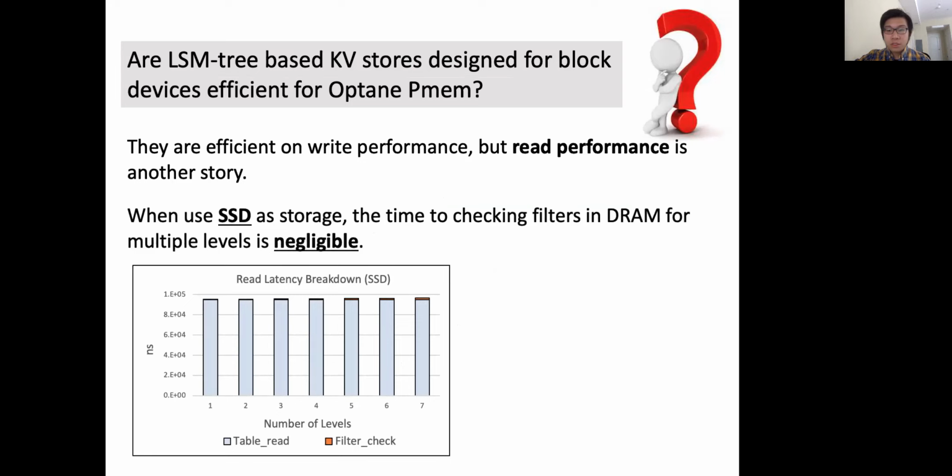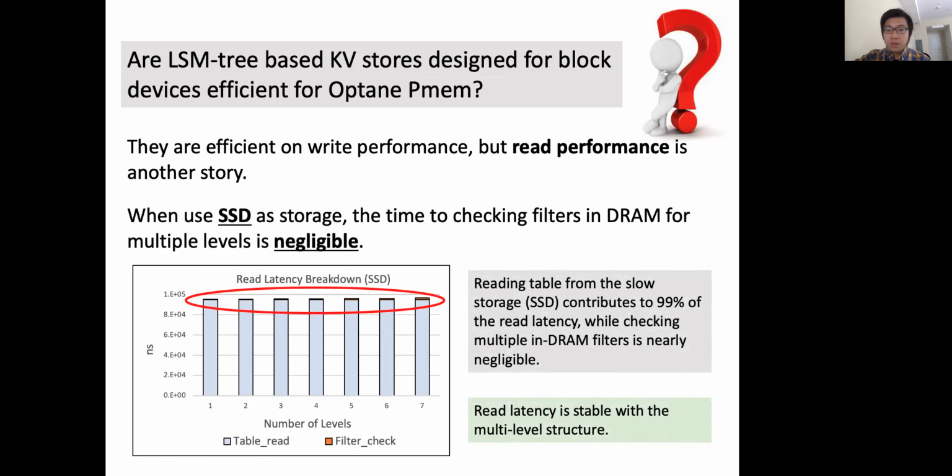Because when using traditional block devices like SSD as storage, the time to check filters in DRAM for multiple levels is negligible compared to the time to read data from the storage. This figure shows the time breakdown to query a key from a multi-level structure with Bloom filters. As we can see, reading a table from SSD contributes 99% of the read latency, while checking filters is nearly negligible. So the read latency of such a multi-level structure on SSD can be stable and as low as a single-level structure.